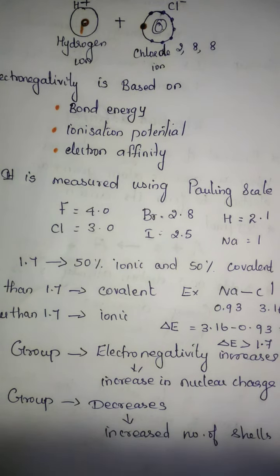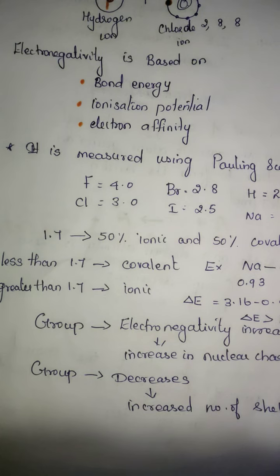By using the Pauling scale, scientists have measured the electronegativity for a few elements. Values are given for fluorine, chlorine, bromine, iodine, hydrogen and sodium. Learn these values for one-word answers. And the scientists came to a point: if the bond between two elements shows an electronegativity difference of 1.7, that means the compound has 50% ionic bond character and 50% covalent bond character.